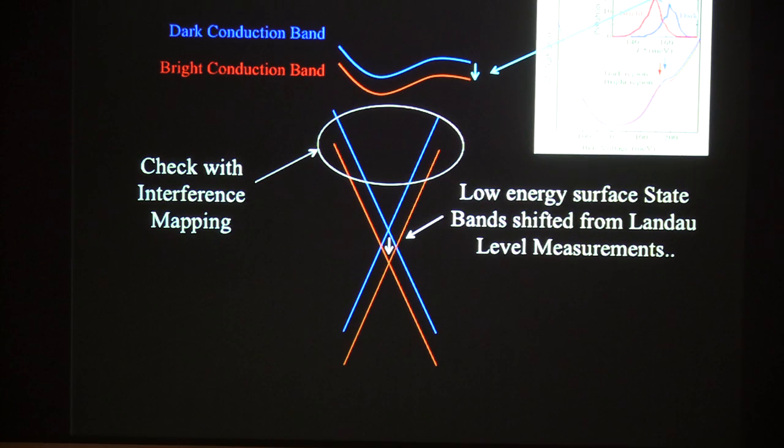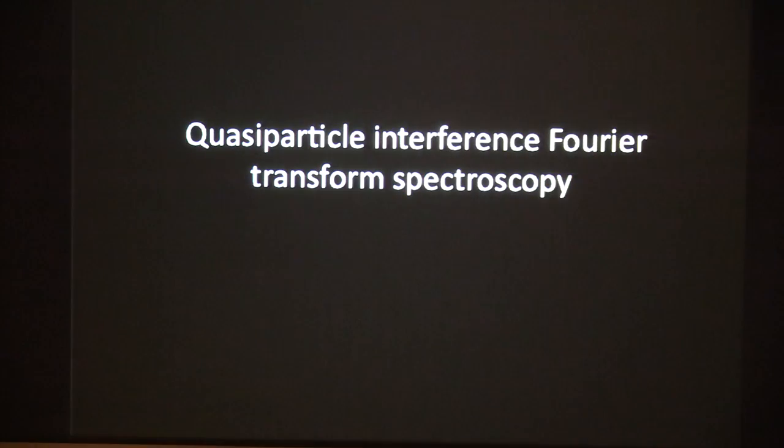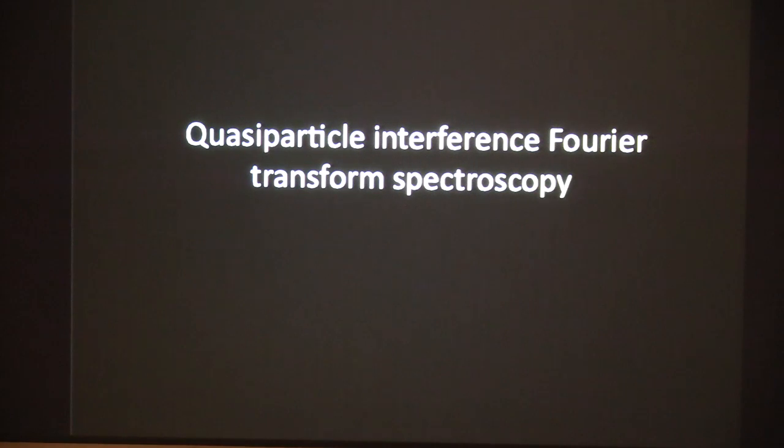If that's the case, the first question is, is that also shifting the surface states in the same way? And if it is shifting the surface states in the same way, how do you explain the Landau level behavior where only the lowest Landau levels are shifted and the higher Landau levels remain homogeneous? Okay? So in order to answer this question, we did quasi-particle interference Fourier transform spectroscopy.